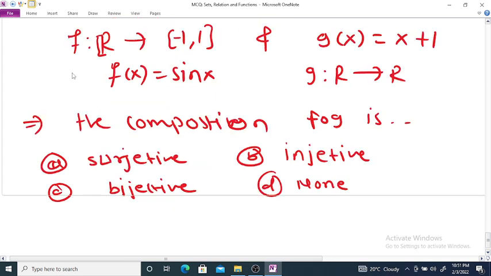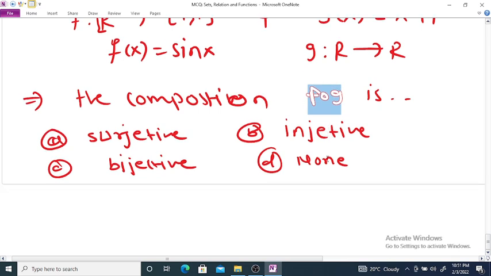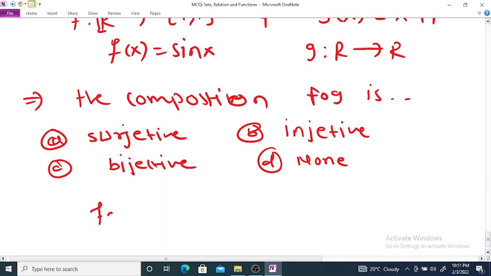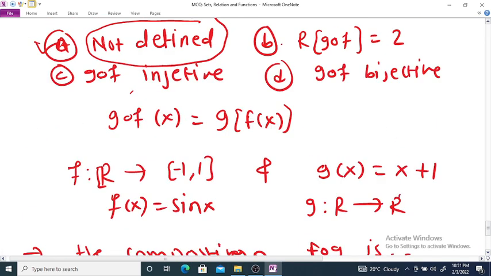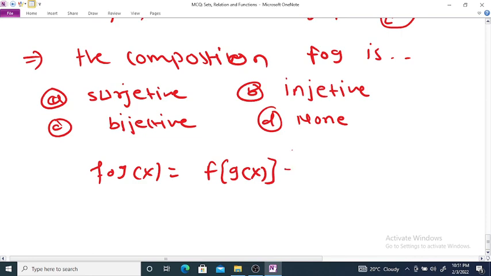First of all, we are going to check whether this composition function exists. f of g of x is equal to f of g of x. So the codomain of g should be a domain of f. So what is the codomain of g? It is R, and it is the domain of f, and therefore the composition function is defined. It is equal to f of g of x. What is g of x? g of x is equal to x plus 1. And f of x plus 1 is sine of x plus 1.